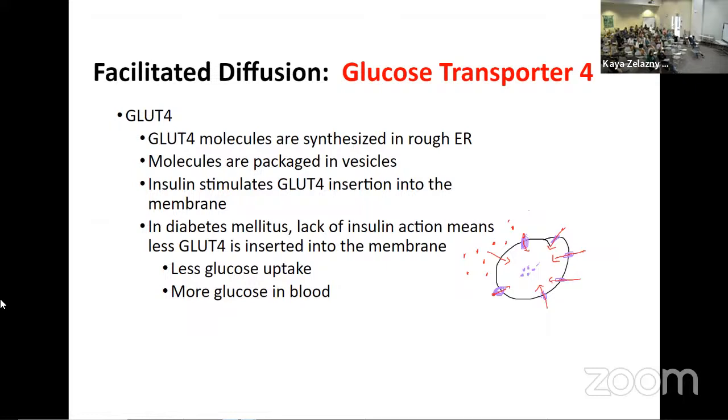Okay. But this is still all passive transport. This is just a type of passive transport happening spontaneously down, in this case, a chemical gradient. Right? We've just added a helper molecule in the form of this carrier.